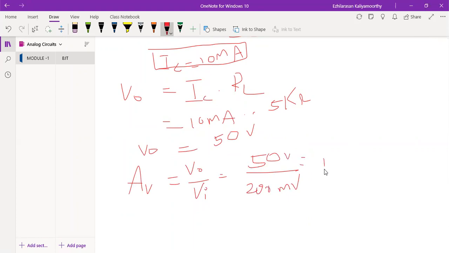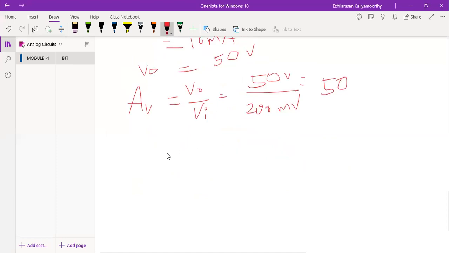So what is the value here? It is nothing but 50. So from this, we can summarize that the output voltage is amplifying 50 times your input voltage. That is what we can say, the BJT is an amplifier.